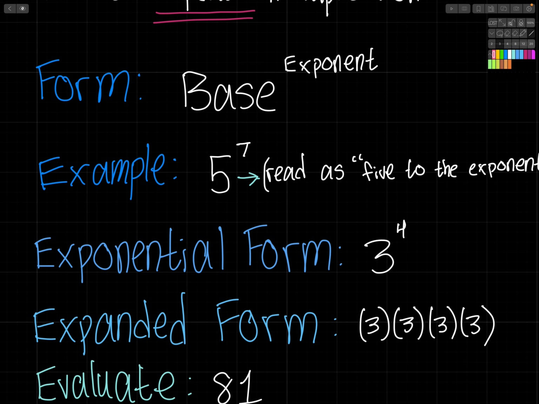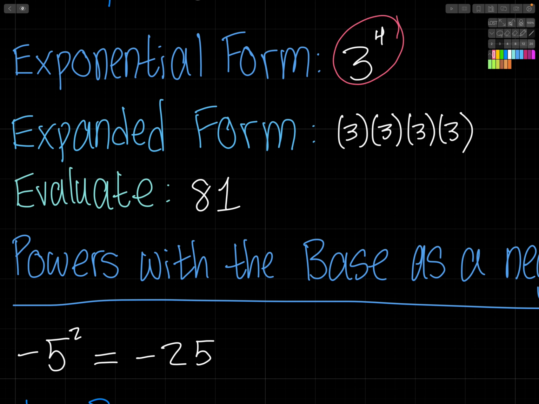Exponential form is essentially this form, base and then the exponent. We have an example here, 3 to the exponent 4. We have the base and then the exponent, and the expanded form would be 3 times 3 times 3 times 3. If you didn't know already, when there are brackets next to each other with nothing in between, that means multiplying. So it's 3 times 3 times 3 times 3.